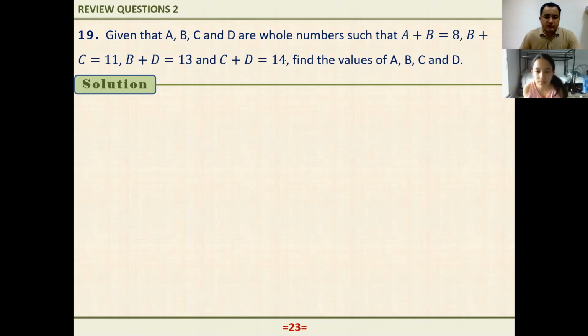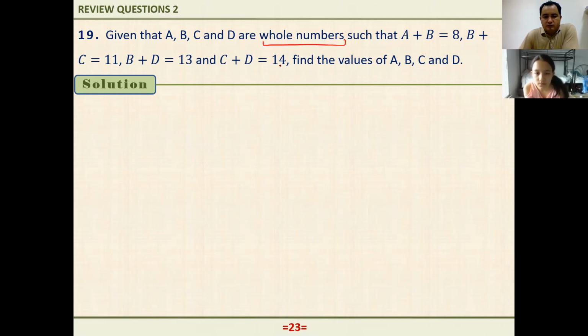So two more questions left here, 19 and 20. They're a little bit different questions. It's kind of similar to systems of linear equations, and we will learn more about this in detail later. So here it's a very simple question, given that A, B, C, D are whole numbers.